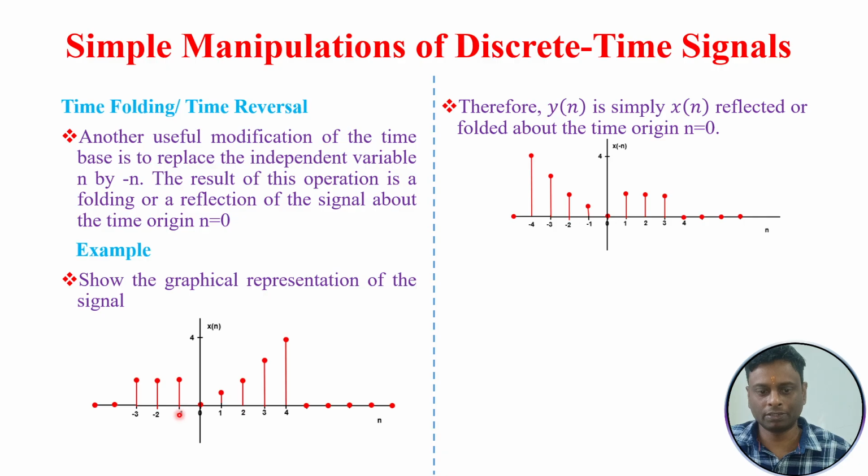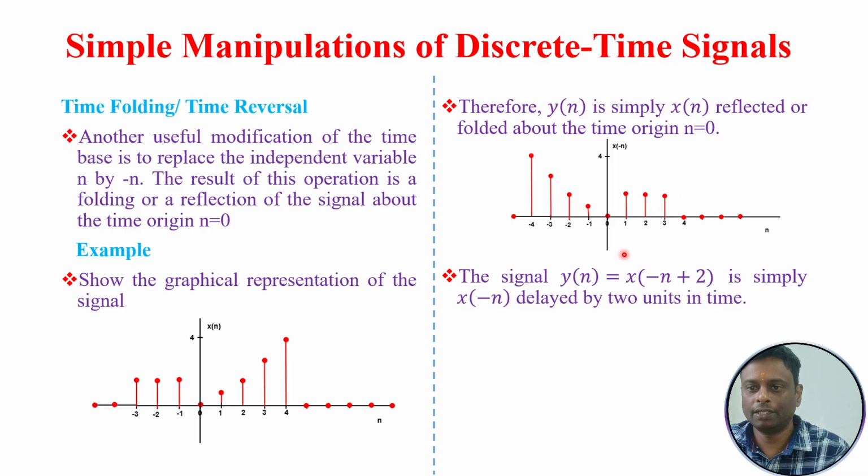Then the minus 1 sample will be at 1, the minus 2 sample will be at 2, and whatever is at minus 3 will go to 3. So this is how you have to fold the signal about this time origin. This is the mirror image of x of n.